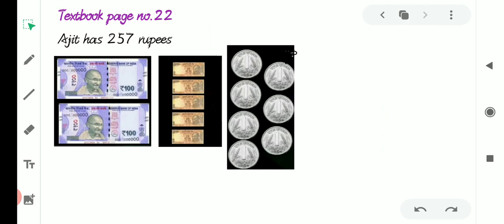And how much money did he give to his friend Manoj? He gave rupees 150 to Manoj. 150 rupees he gave to Manoj. So how many rupees are left with him? So we will subtract 150 from 257. So we will get the answer of how many rupees will be left with Ajit after giving 150 rupees to Manoj. So we will now do the subtraction of these two numbers.